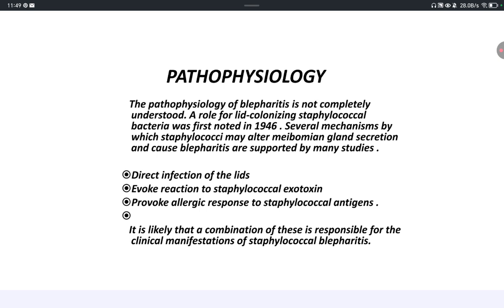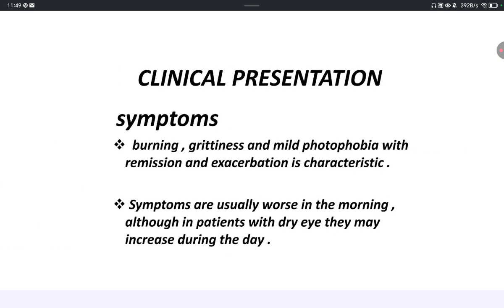Another is a provoked allergic response to staphylococcal antigen. It is likely that a combination of these is responsible for the clinical manifestations of staphylococcal blepharitis. Got it? So next, moving ahead to the clinical presentation, like symptoms.